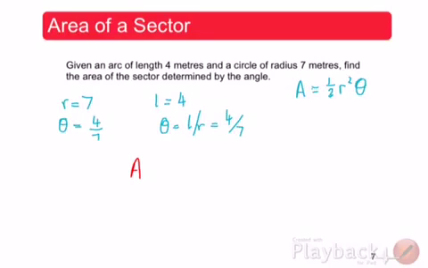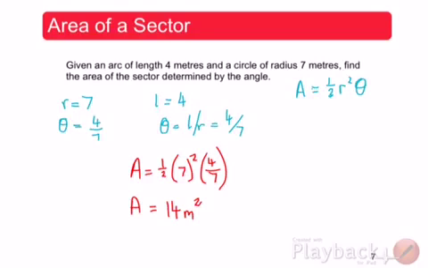So I've got A is equal to a half, my r squared is 7 squared, times my theta, which is in radians now, as 4 over 7. And when I multiply that out, I get an area is equal to 14 meters squared. Okay. So I was trying to find my radius, which I was given, and then I had to work out my theta with the other information. The length was equal to 4.